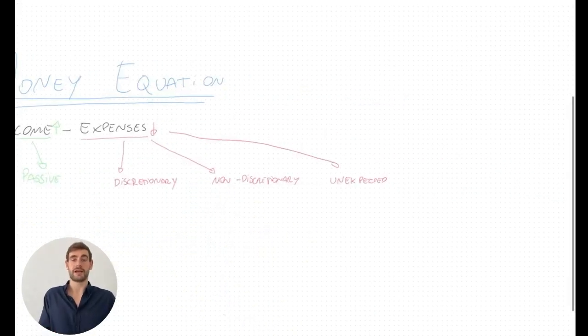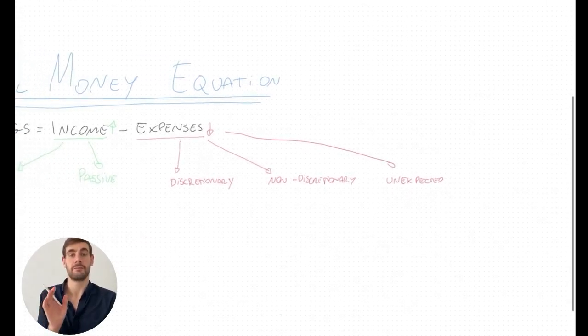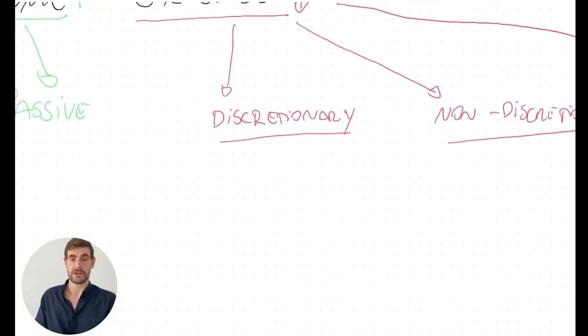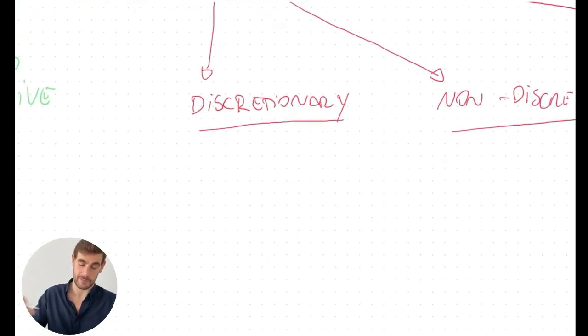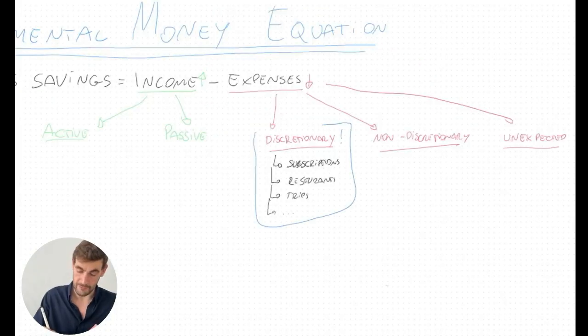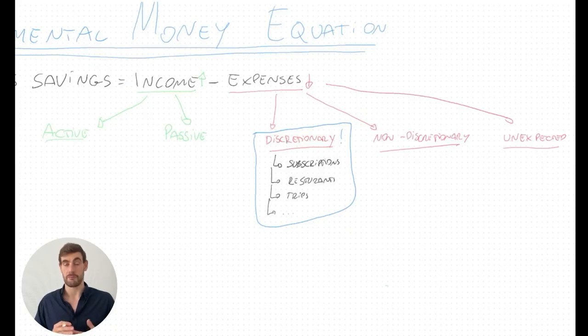Checking now the expense side, we have three main variables that we can reduce. The first one is the discretionary spending, the second is the non-discretionary spending, and the third one is the unexpected spending. In terms of discretionary spending, there are various expenses that materialize. Some of them are, for example, subscriptions, restaurants, trips, etc. So this one can be the first one we can tackle, because these are not necessary for our survival, but make our life more pleasant.